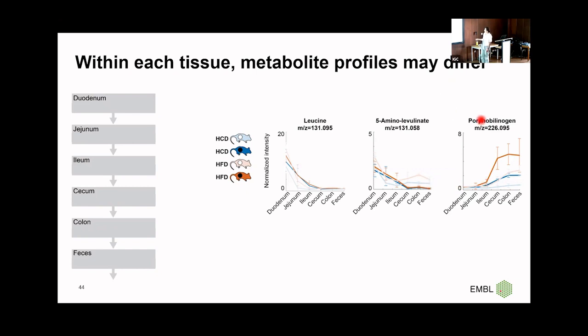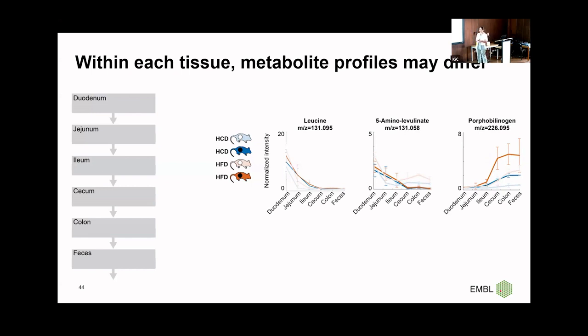And for porphobilinogen, for example, although the profiles look the same, the abundances of the metabolite in different mouse groups differ quite a bit. So here again, we wanted to come up with some way to quantify these metabolite profiles along the gastrointestinal tract and potentially estimate the relative contribution of host, diet and microbes to these metabolite profiles.